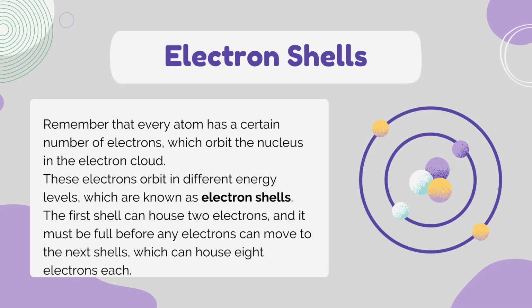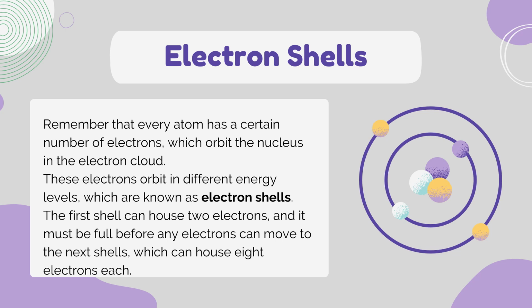So electron shells are nothing but these electrons orbit in different energy levels, which are known as electron shells. Remember that every atom has a certain number of electrons which orbit the nucleus in the electron cloud. So these electrons orbit in different energy levels. You can see in the pictures they are having different colors. These balls show that they are showing different energy.